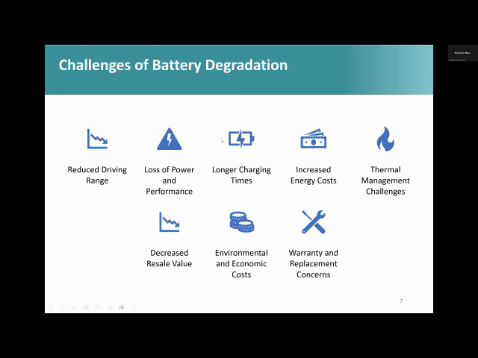But the problem with the battery here is battery degradation, right? We cannot use the battery for life. There is a lifetime for a battery, right?